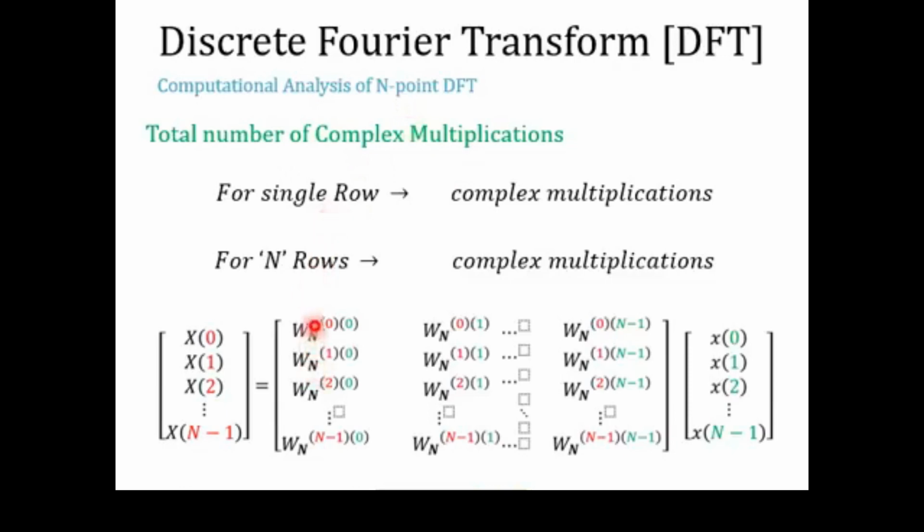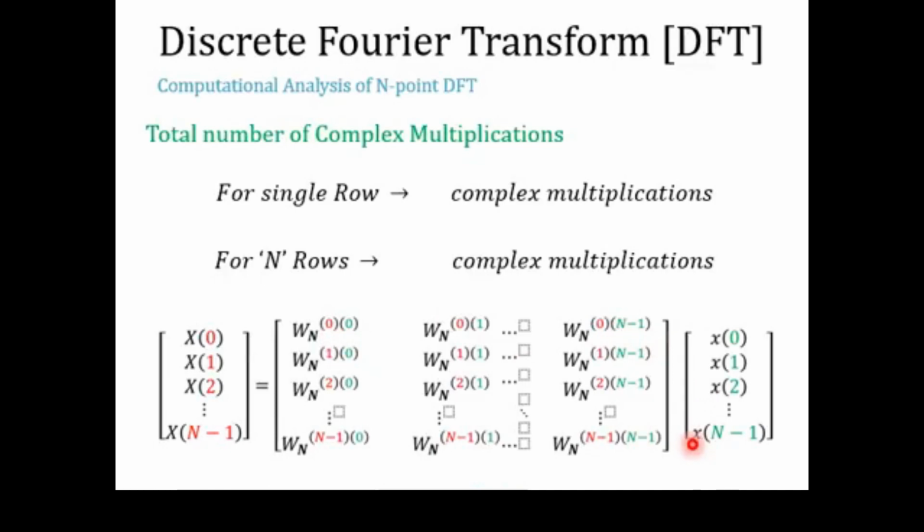So let's start with the complex multiplications for a single row. You can consider any single row in this matrix. You can take the first one, second one, or any other row. So let's consider we are going to multiply the first row with this time domain vector, and our task is to count the number of multiplication operations.